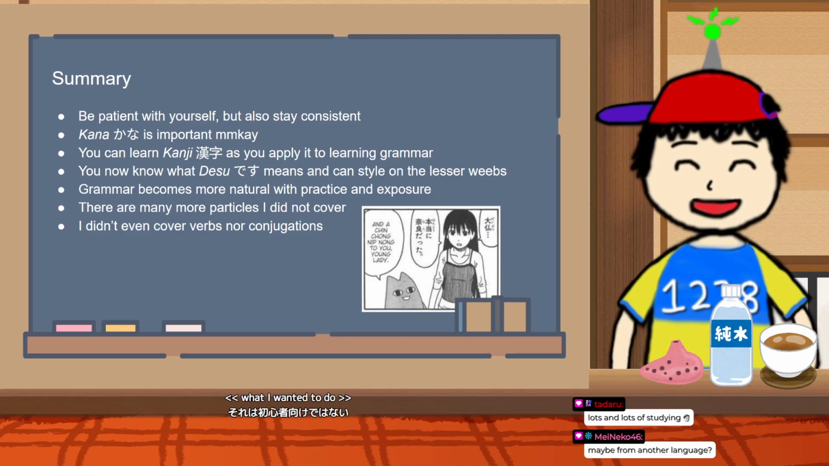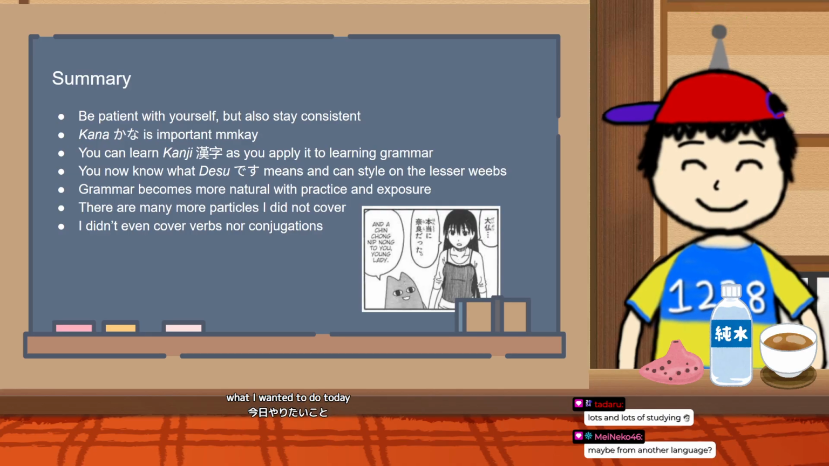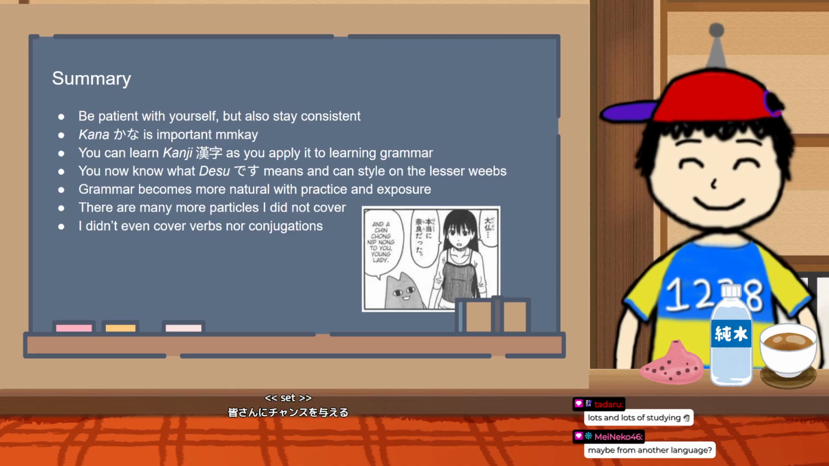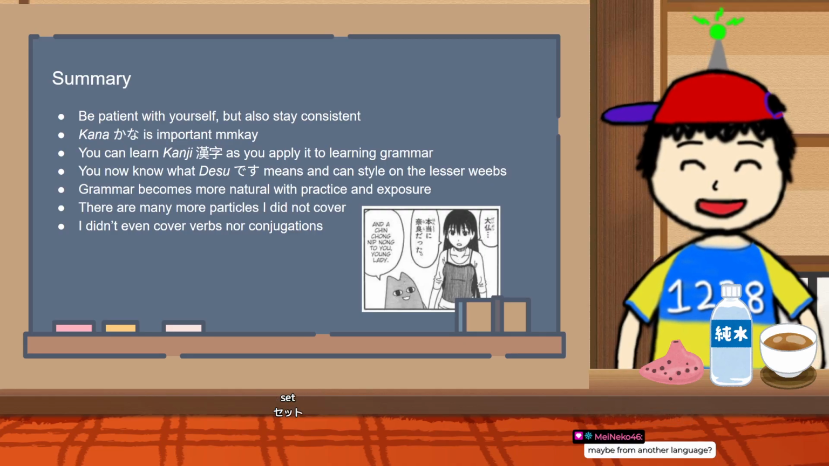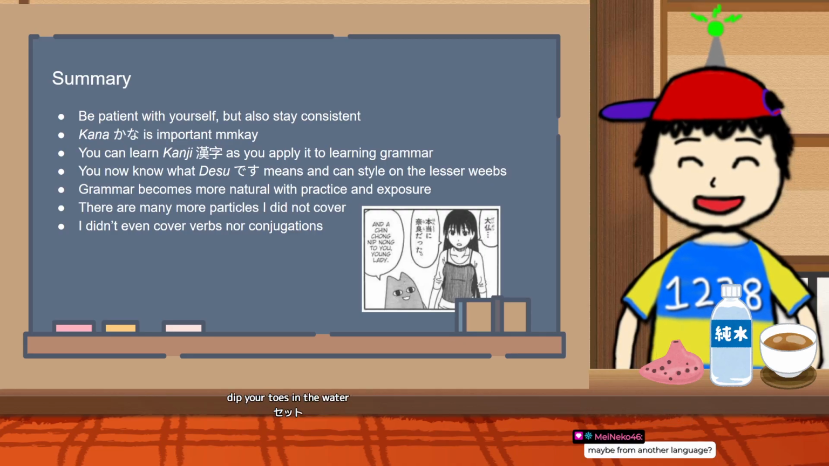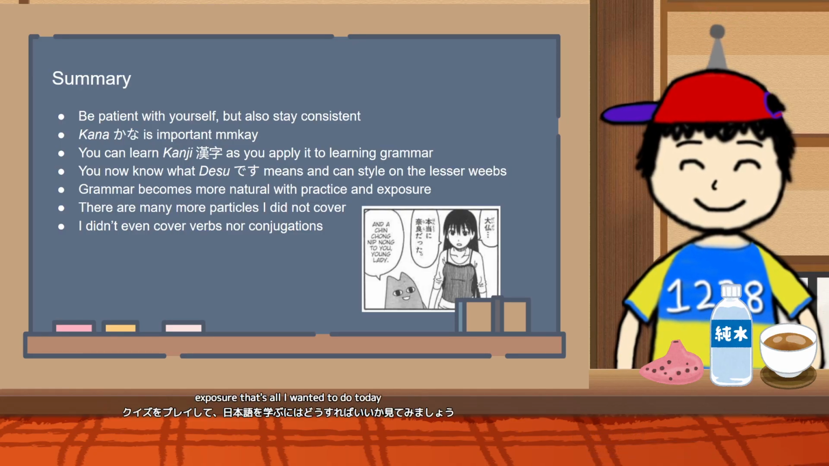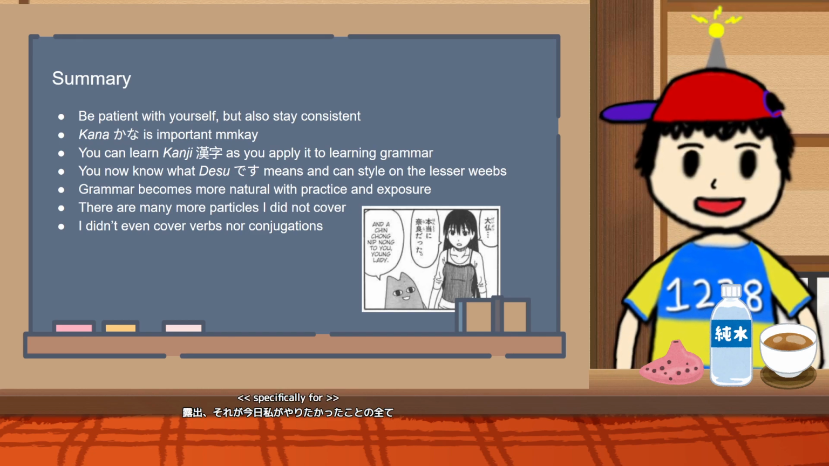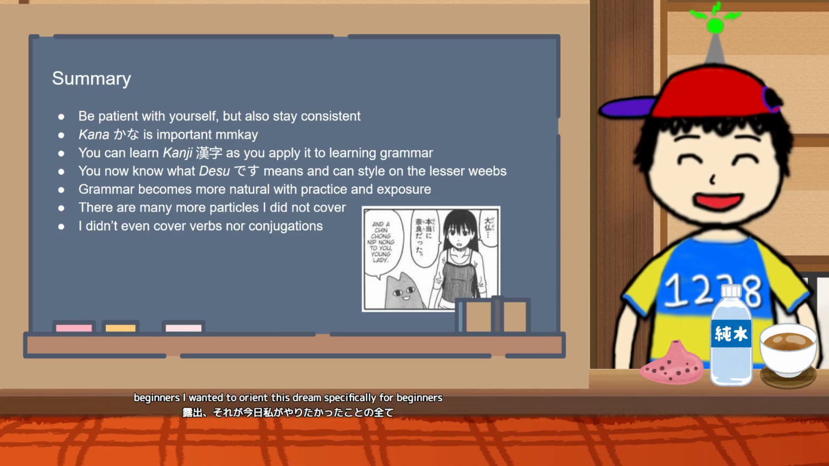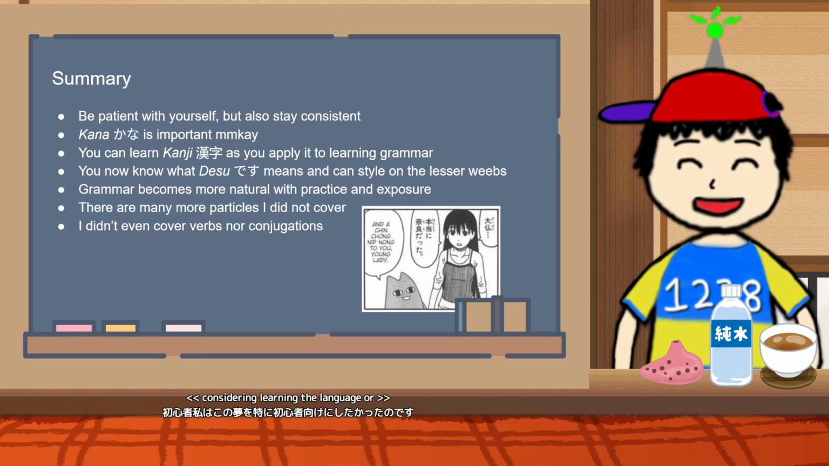What I wanted to do today is give you all an introduction to what learning Japanese is like. Set the stage. Dip your toes in the water. Maybe learn a new thing or two. A bit of trivia. See what goes into learning Japanese. Just a surface level exposure. That's all I wanted to do today. For beginners. I wanted to orient this stream specifically for beginners considering learning the language, or at the very least struggling and wanting some next steps.